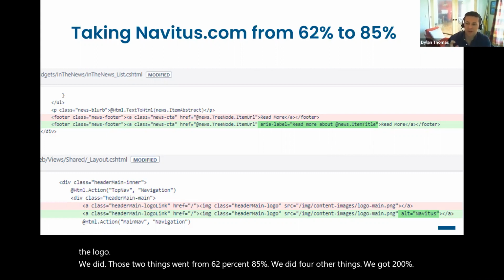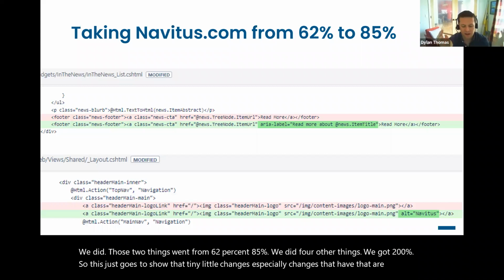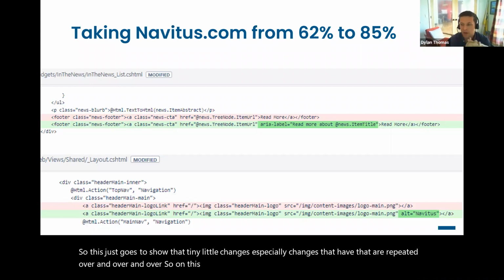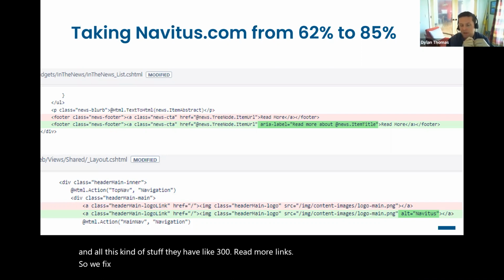So this just goes to show that tiny little changes, especially changes that are repeated over and over and over, matter. On this site, they have a couple hundred resources and a bunch of articles and all this kind of stuff. They have like 300 read more links. So we fixed this in one place in the template, and it just went crazy. We went from 62% to 100% with like a day or two's work.